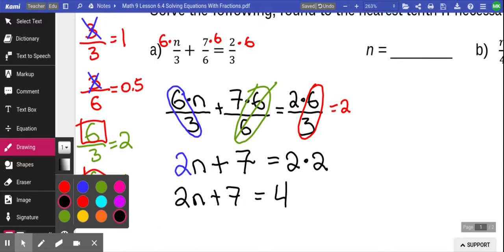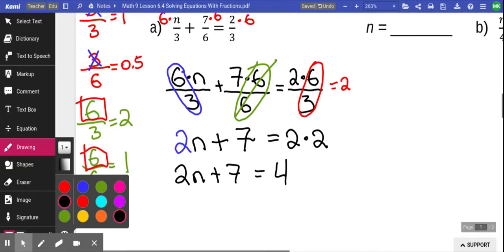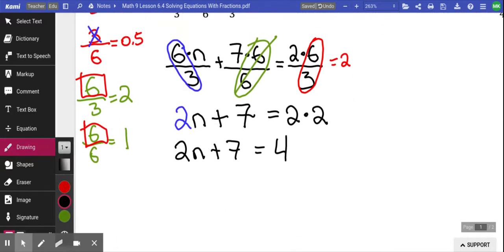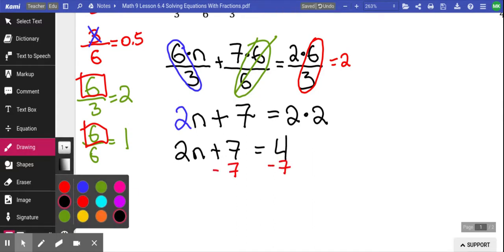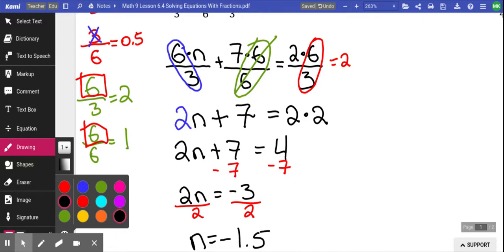That's kind of a long way of showing what happens when I times everything by 6, but hopefully it shows you that the denominators all will go away because my denominators could all divide into 6. At that point, you just have to solve it. So to solve it, you have to get n by itself. We do that by subtracting 7 from both sides. That gives me 2n equals negative 3. Divide both sides by 2. And I end up with n equals negative 1.5. And that's our answer.